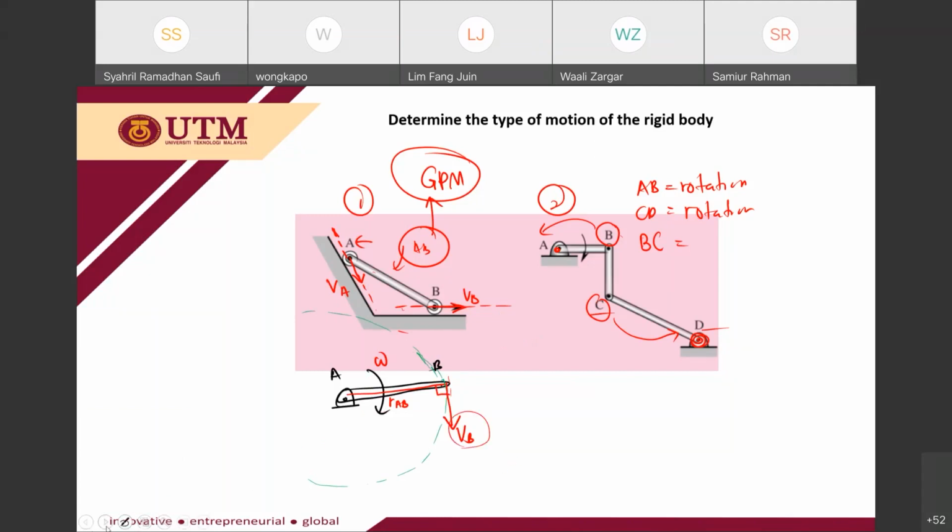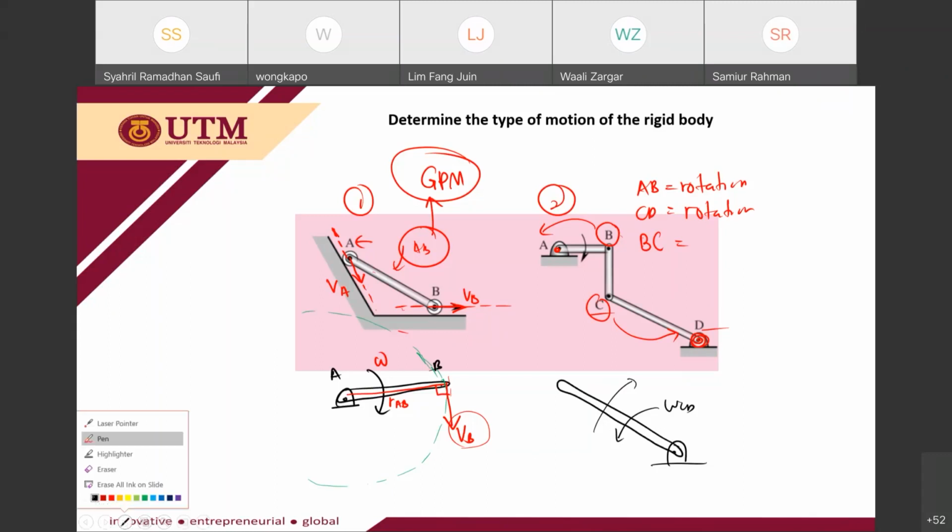Okay, let's move to member CD. So member CD. Okay, let's say I assume that the omega of CD is in this direction. I assume omega CD. You can assume either this direction or this direction, it is the same thing. It's not a problem. What we want to know is just the velocity line. Where is the velocity line of C?